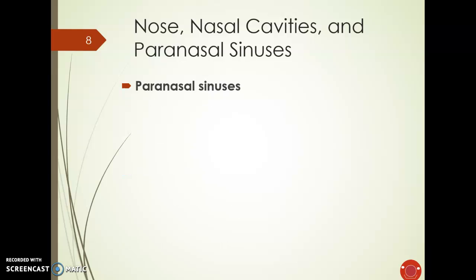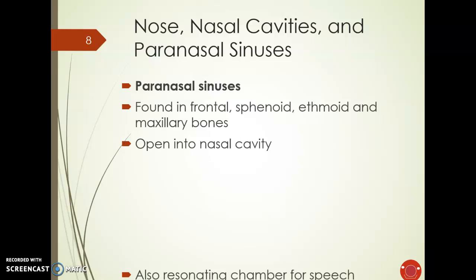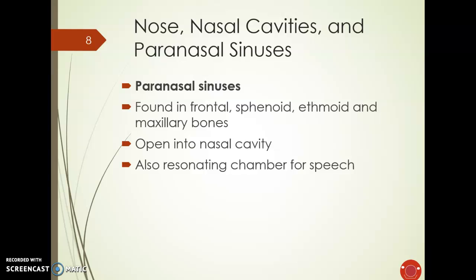And there are also surrounding paranasal sinuses. These are found in the bones of the frontal bone, the sphenoid bone, the ethmoid bone, and the maxillary bones. All of these will open into the nasal cavity, so they are kind of a continuation of that. They're also important for other reasons. They're a resonating chamber for speech, and you will know what your voice would kind of sound like if you have ever been really stuffed up.